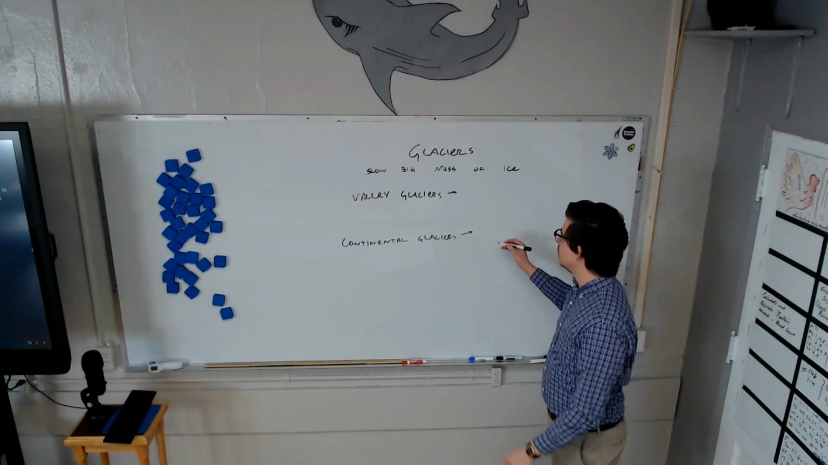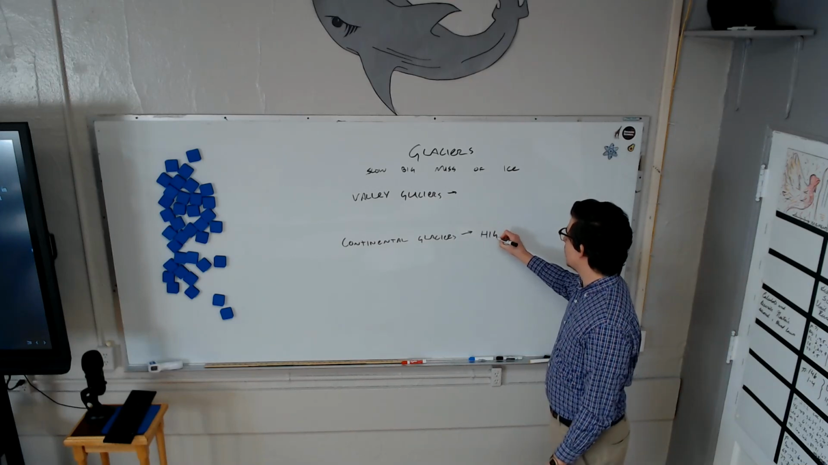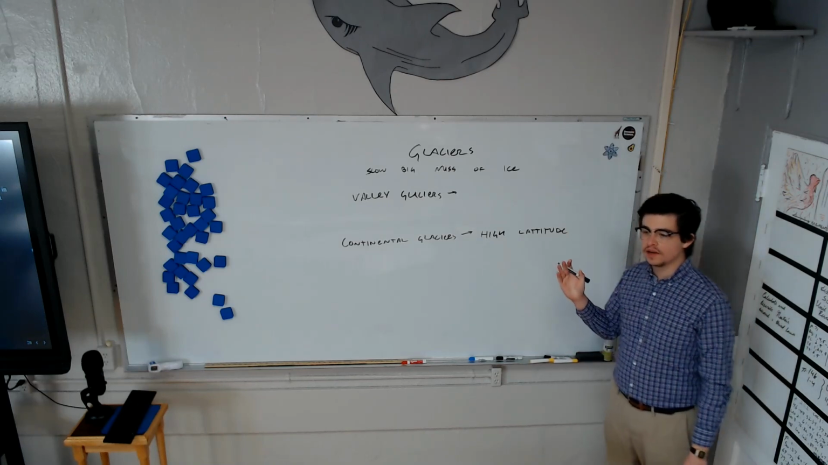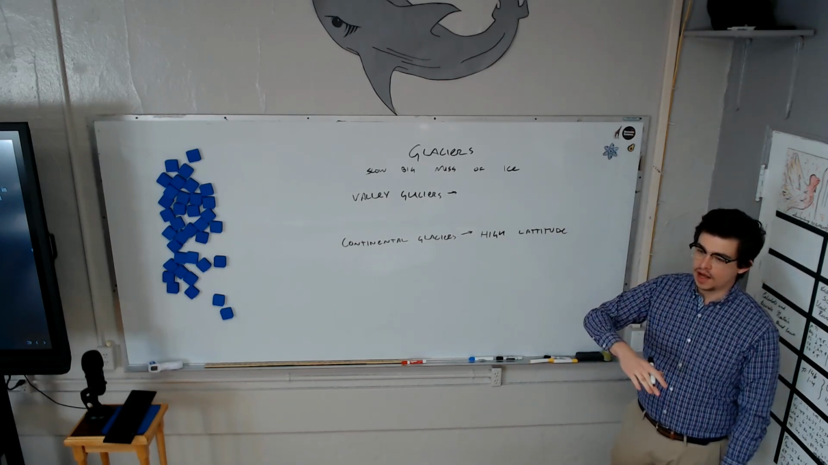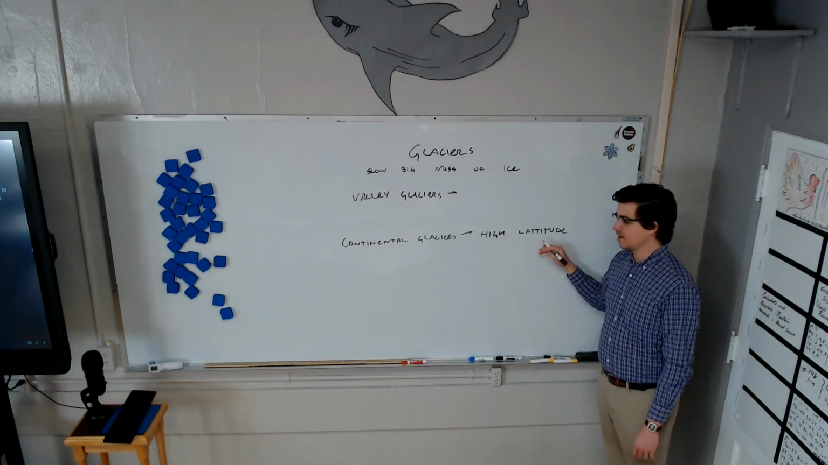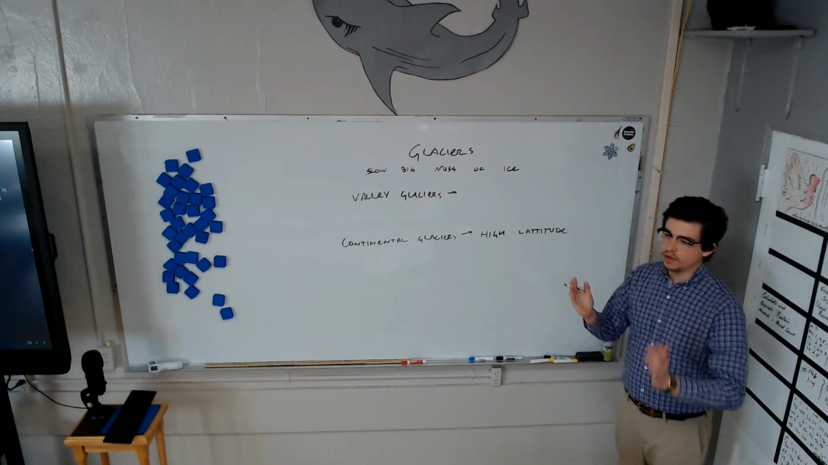Latitude. So continental glaciers usually have a high latitude, which means they're nearer the poles, right? Because we measure latitude in degrees from the equator. So the higher those degrees get, the nearer it is to the pole. So high latitude, either north or south, is nearer the poles.